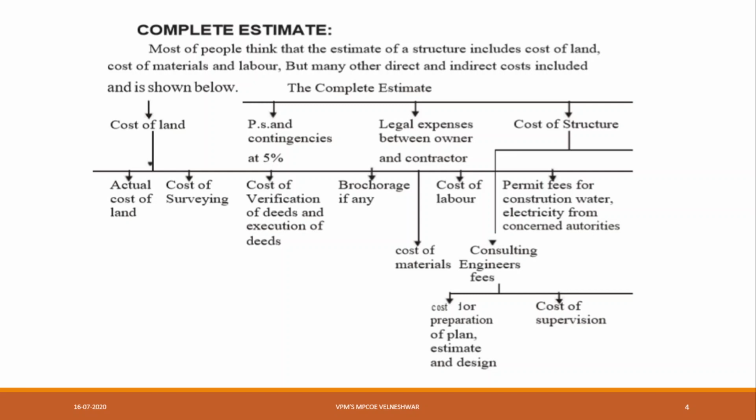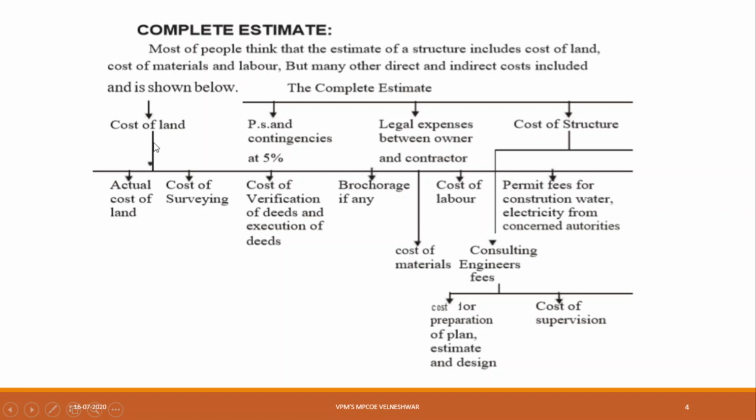A complete estimation is, see here, this is the breakdown structure of complete estimation. First one is your cost of land, right? Second one is your lump sum cost and contingency percentages. Then legal expenses between owner and contractor, and cost of structure. Now we will see first the cost of land.